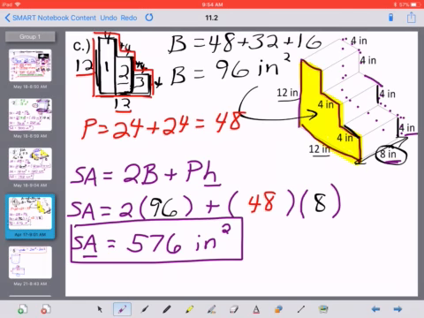Okay, guys, it's a tough section. Let's do the best we can with it. We'll come back tomorrow and we'll do surface area of cylinders, which is actually going to be a lot easier than what we did today.